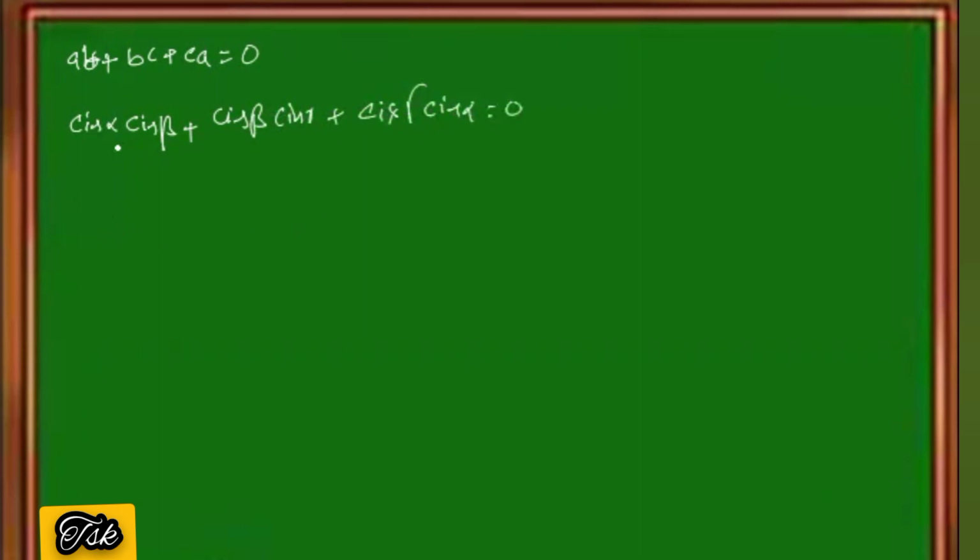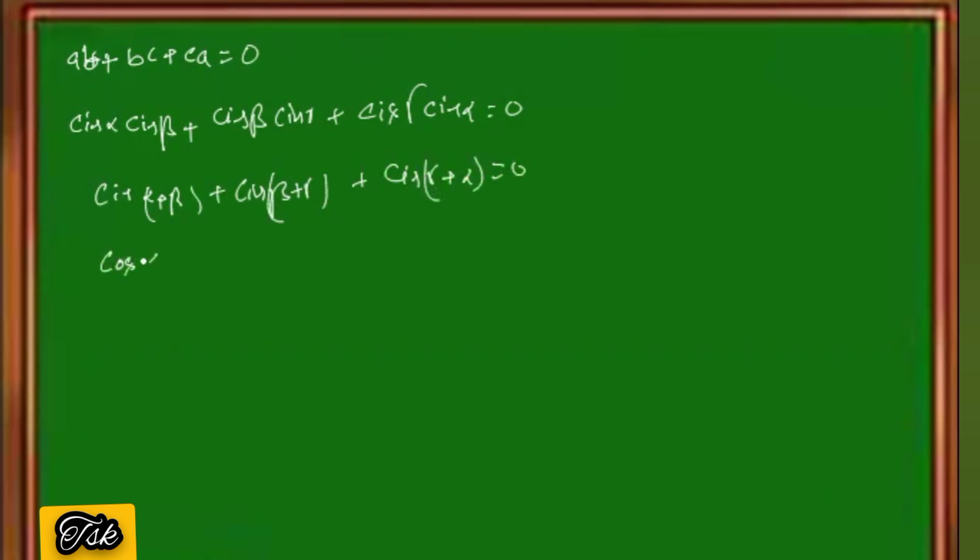Since a plus b plus c is equal to 0, and since ab plus bc plus ca is equal to 0, taking a as cis alpha, b as cis beta, and c as cis gamma, we get cis alpha into cis beta is cis of alpha plus beta, this is cis beta plus gamma, and this is cis gamma plus alpha, and the sum is equal to 0.